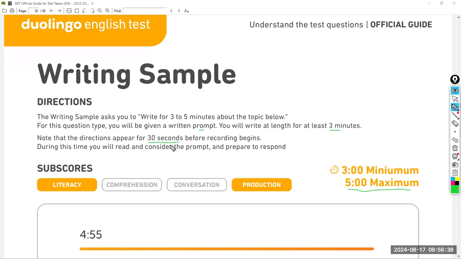Keep in mind that you have 30 seconds to decide the topic, to choose one of the two topics, and to prepare yourself concerning grammar, concerning vocab, and even concerning the tense that you have to use in your writing. So you have 30 seconds before recording begins. Now, during this time, you will read and consider one prompt, and you have to prepare yourself to write about this prompt.